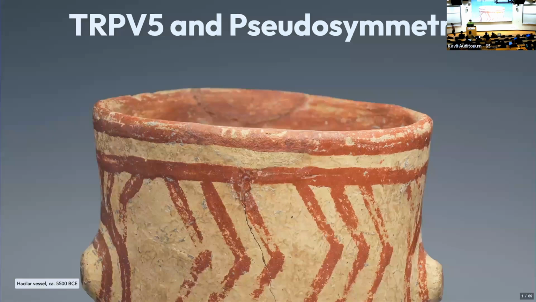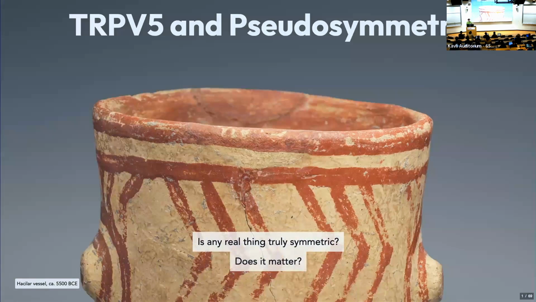Sweet. All right. So we'll be talking about TRPV5, which is a related channel, and pseudosymmetry. Throughout this whole case study, I want you to be thinking about, and we've already talked about this a bit, is any real thing truly symmetric? Is this something that is actually physically ever going to happen? And do we care, right? Do we care that something isn't truly symmetric or is just symmetric except for this one angstrom shift? These are the larger concepts that I'm thinking about during this case study.